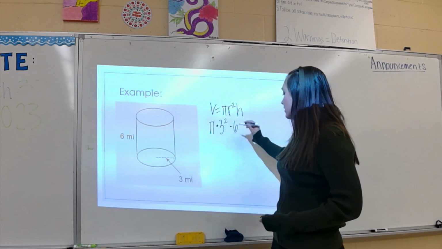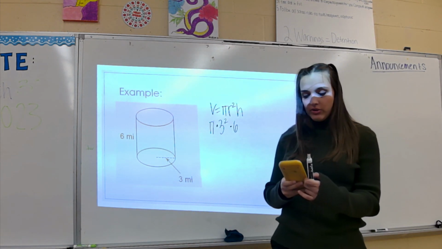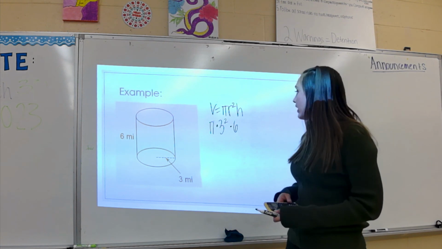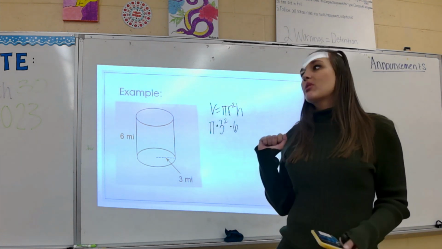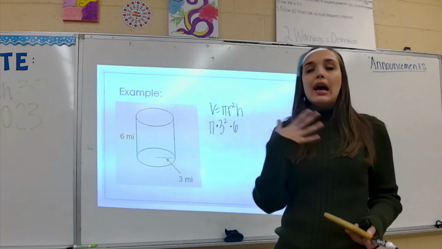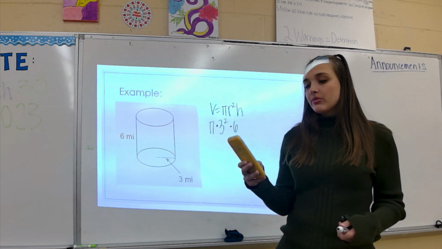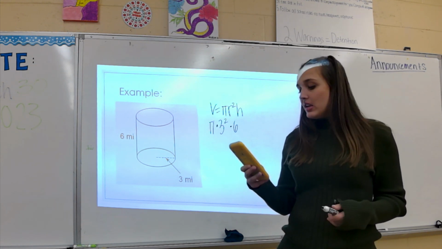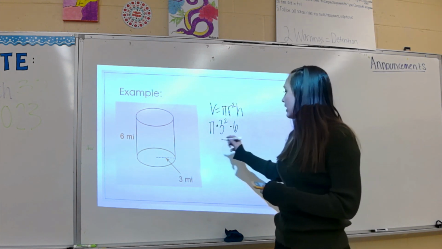So times 6. I'm going to put that in my calculator as 3.14 times. If I know 3 squared is 9, I can put times 9. However, what if it was like 3.2 times 3.2? I might not know that off the top of my head, so I just always do 3 times 3, because 3 squared is 3 times 3, times my height, which is 6. I put that in my calculator, and I get my volume.